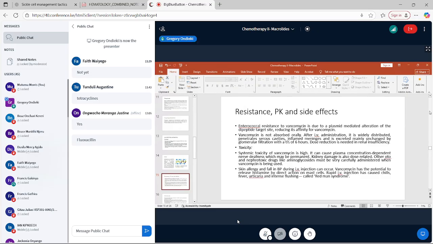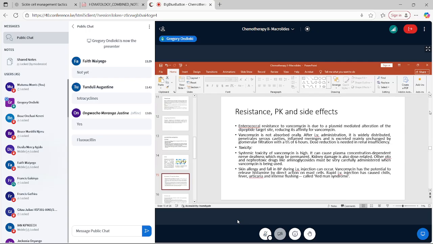Vancomycin is not available orally, so it's given IV. And when given IV, it's widely distributed. It penetrates serous cavities, inflamed meninges, and it's excreted mainly unchanged by glomerular filtration. So it's not a substrate of any CYPs in the liver. So within 6 hours of administration, you expect all the vancomycin to have exited the body. That means if there's renal insufficiency, the dose has to be adjusted downwards.